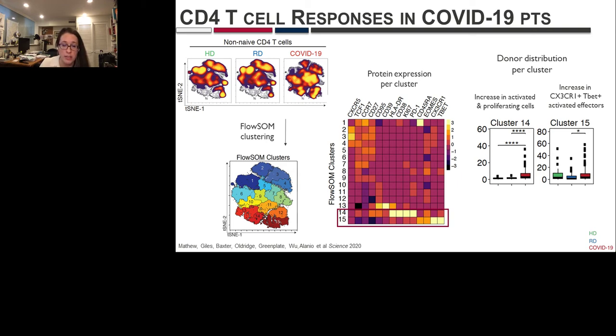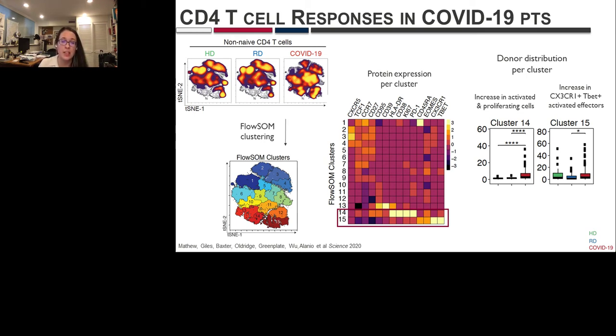Cluster 14 is very similar to that activated proliferating subset. They have high expression of HLA-DR, CD38, and Ki67. And just as we saw with our CD8 T cells, they are also expressing the inhibitory receptor PD-1. Then what was interesting is that this cluster 15, which we also believe represents these activated effectors, has high expression of CX3CR1 and T-bet.